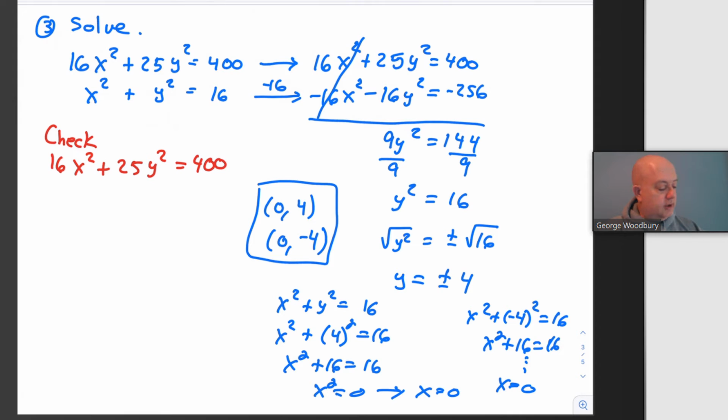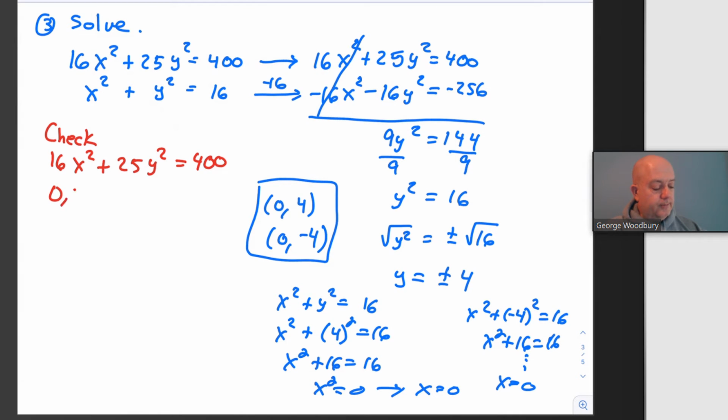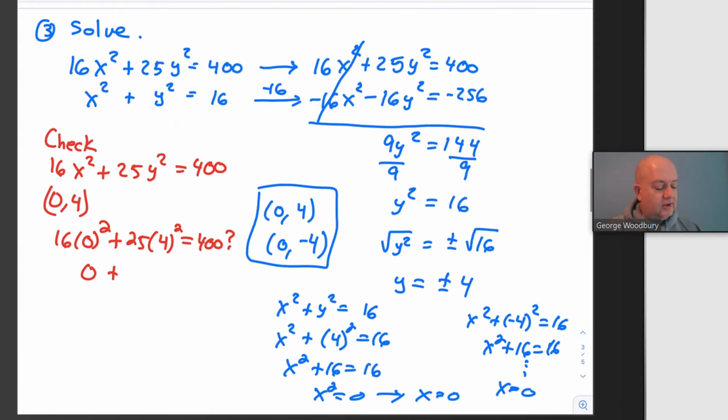And when we do that, we'll start with the (0, 4). 16 times 0 squared plus 25 times 4 squared. Does that equal 400? Well, the first term is just 0 because 0 squared is 0. But we get 25 times 16, and that does equal 400. So (0, 4) is a solution, and (0, negative 4) will give us the same exact thing. So both of these solutions are okay. Let's try one more for the elimination method.